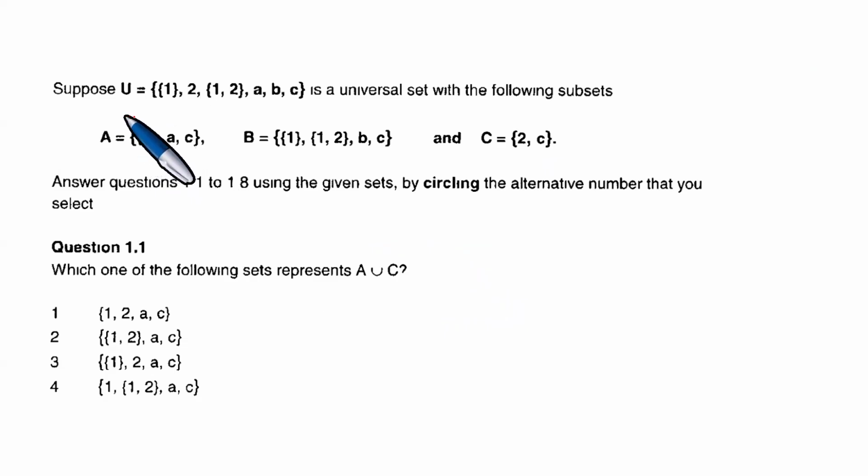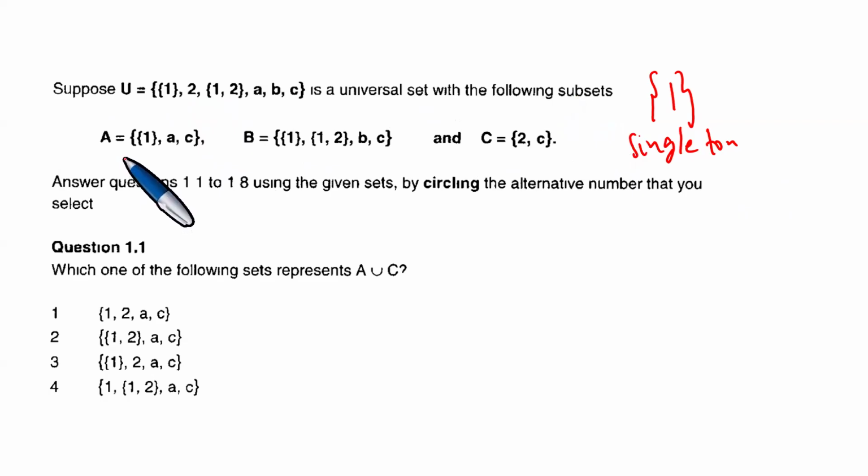We suppose that the universal set U contains the singleton set. A set that contains only one element is called a singleton. So the universal set contains the singleton set with the element 1, the element 2, and the other elements, and of course the set that has elements 1 and 2.